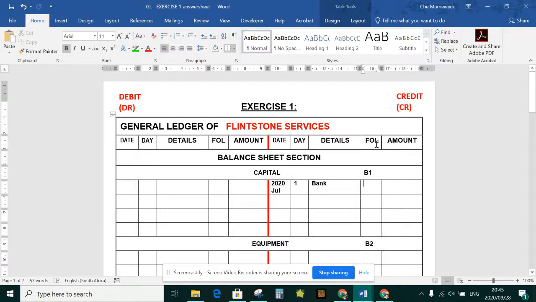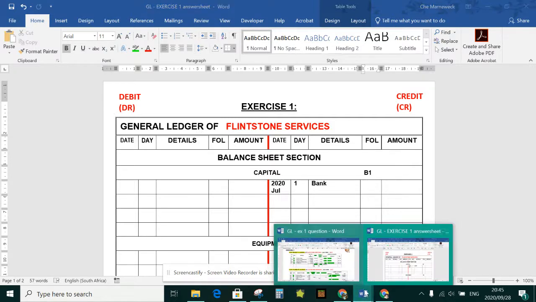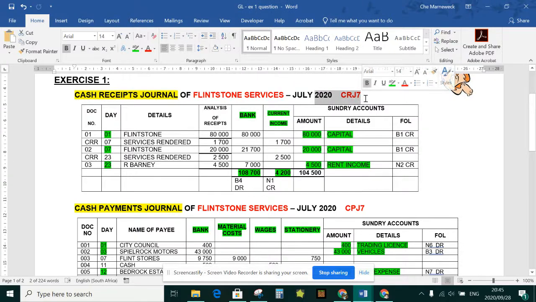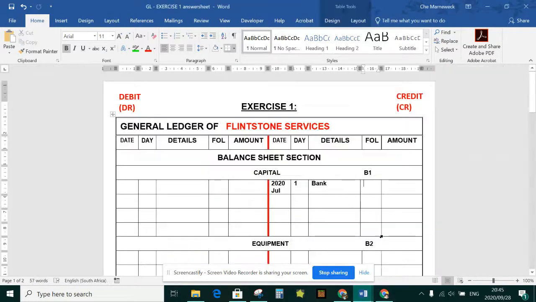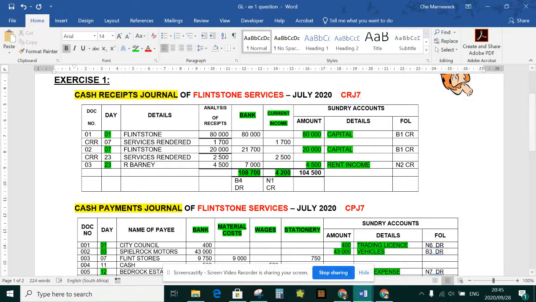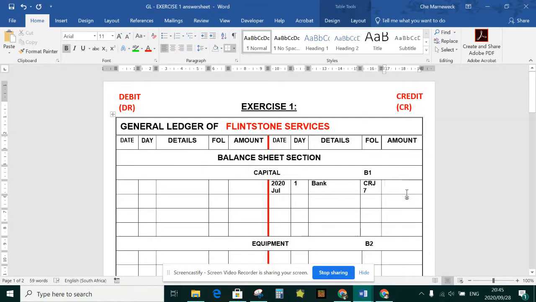Folio, F-O-L, short for folio. What is the journal code where this information is coming from? Well, have a look. My code is CRJ7. And then we fill in the amount. How much money was invested in the business? 80,000 Rand. We then move on to the next transaction.